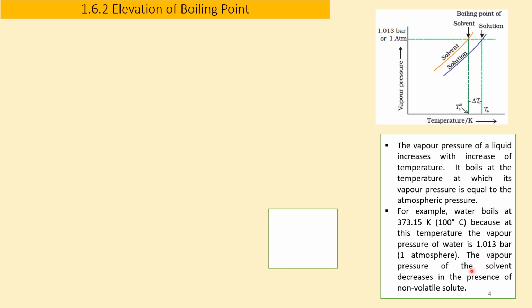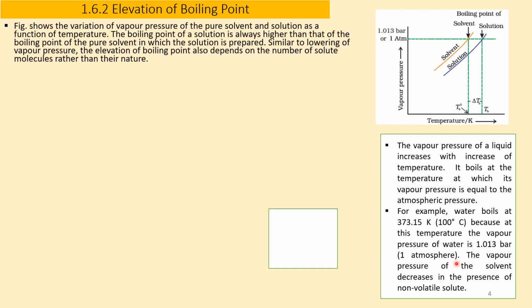Further, the vapor pressure of the solvent decreases in the presence of a non-volatile solute. Please see the figure shown on the screen above. This figure shows the vapor pressure of the pure solvent, which is shown in the red line, and the solution, that is the blackish line, is for the solution. So these are the vapor pressure versus temperature curves. Temperature is plotted on the x-axis and vapor pressure on the y-axis.